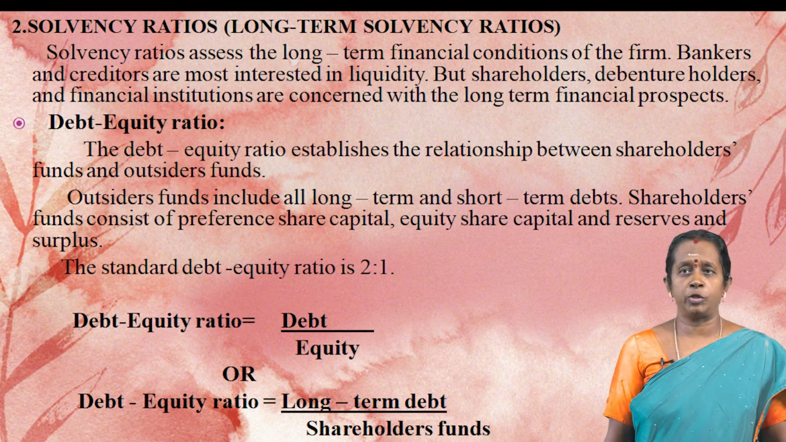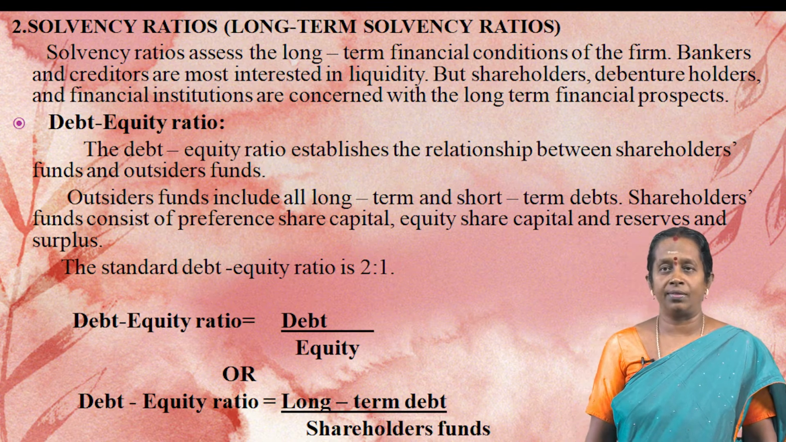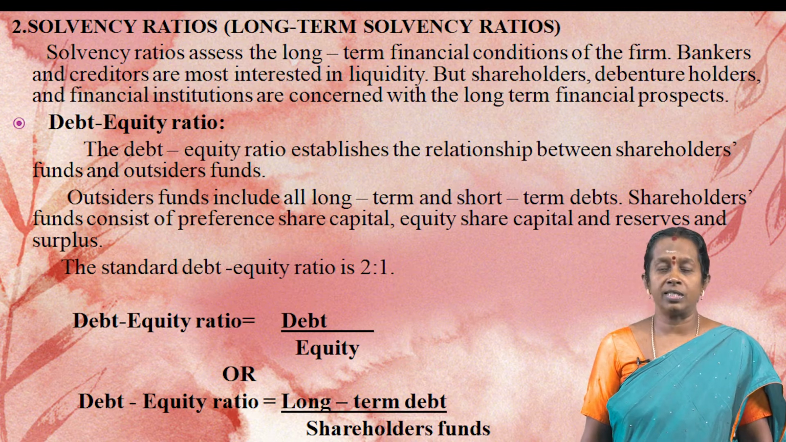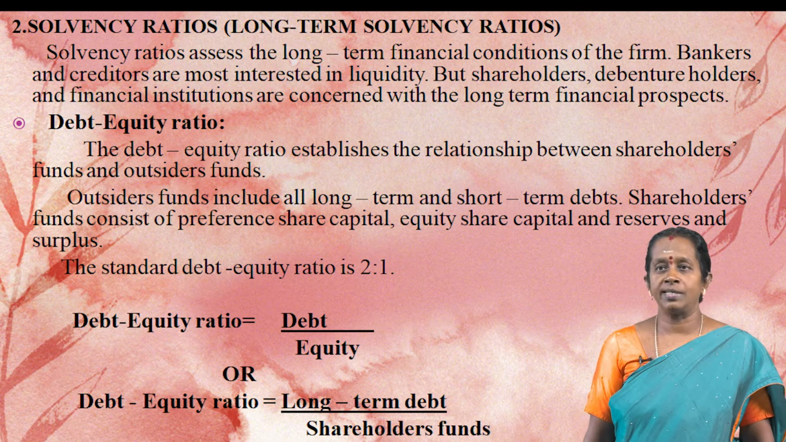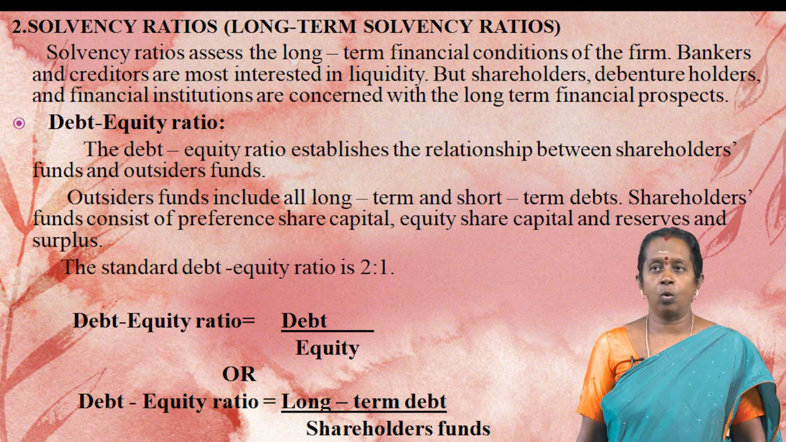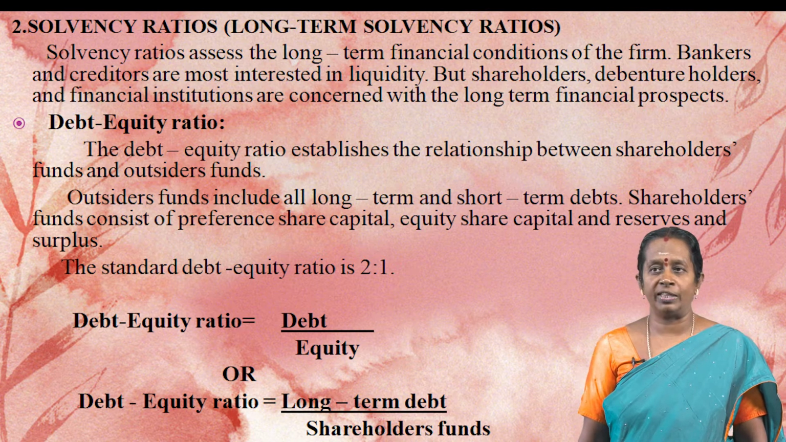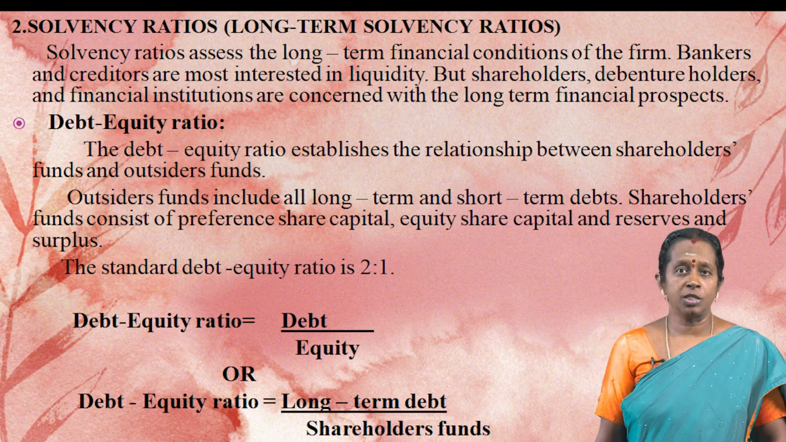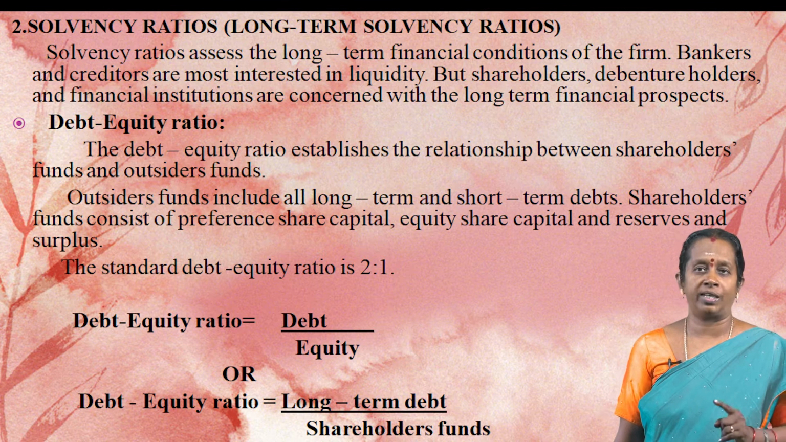Solvency ratios are otherwise termed long-term solvency ratios. The other name for solvency ratios is long-term solvency ratios. The solvency ratios assess the long-term financial conditions of the firm. Bankers and creditors are most interested in liquidity, but shareholders, debenture holders and financial institutions are concerned with the long-term financial prospects. In long-term solvency ratios, the first ratio is the debt equity ratio.